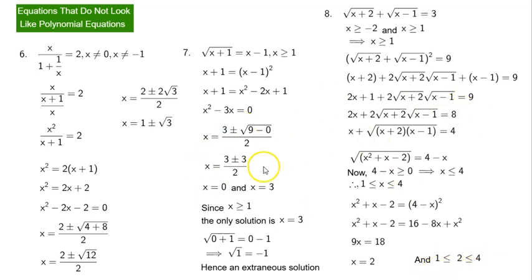So that was our first part of equations that do not look like polynomial equations. See, this doesn't look like a polynomial equation, but it transforms into a linear equation. Here, this equation transforms into a quadratic. Here again, it transforms into a quadratic.